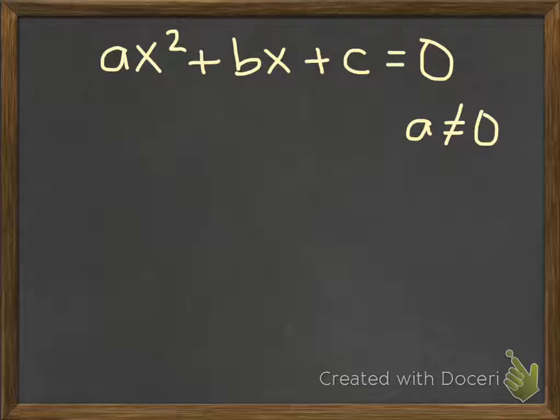A cannot be 0 because if a is 0, then there wouldn't be an x squared, and then it wouldn't be a quadratic equation. So example 1, you have to write an equation in standard form and determine a, b, and c.